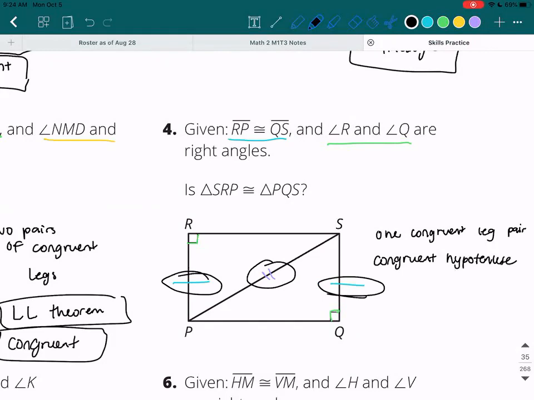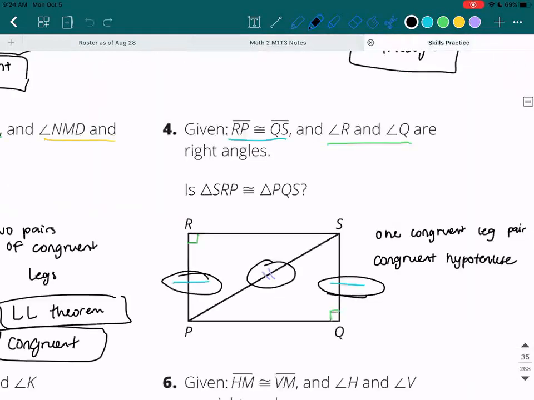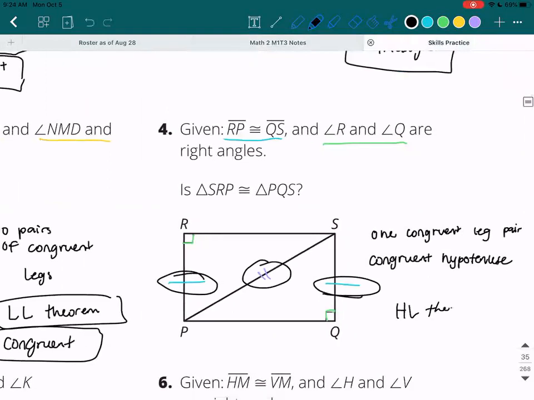Let's take a look at our notes. Which one has a leg and a hypotenuse? The hypotenuse leg theorem, so HL, which means that we can use the HL theorem to show that these two are congruent.